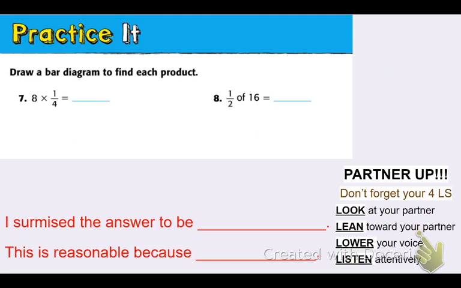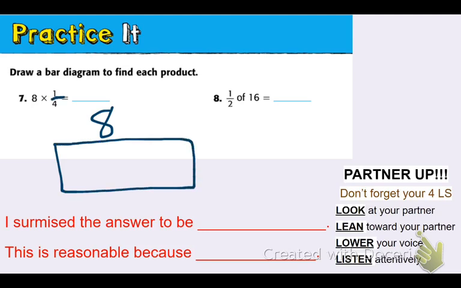All right, we're going to draw a bar diagram to find each product. So we're trying to figure out 8, and we're going to break that up into sections of 4. So what is 1 part out of the 4 sections of 8? Step 1 stays the same. We write that whole number of 8. Step 2, we create the bar diagram. Step 3, use the denominator. That's how many we have in our whole. We have 4 pieces in our whole.